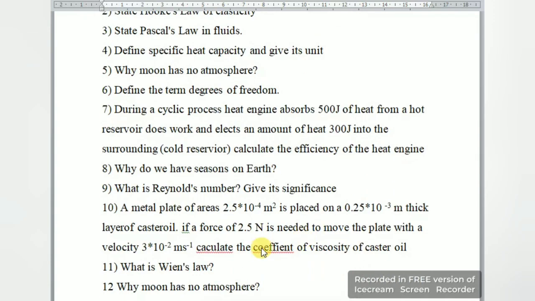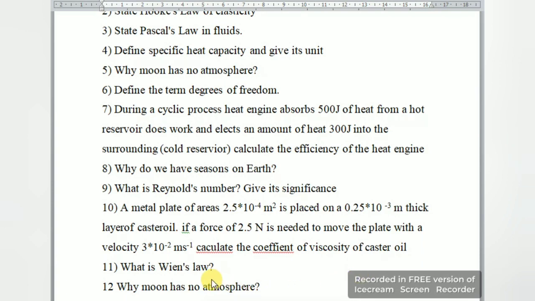Give its significance. Next, a metal plate of area 2.5 into 10 power minus 4 meter squared is placed on a 0.25 into 10 power minus 3 meter thick layer of castor oil. If a force of 2.5 Newton is needed to move the plate with the velocity 3 into 10 power minus 2 m s minus 1, calculate the coefficient of viscosity of castor oil.